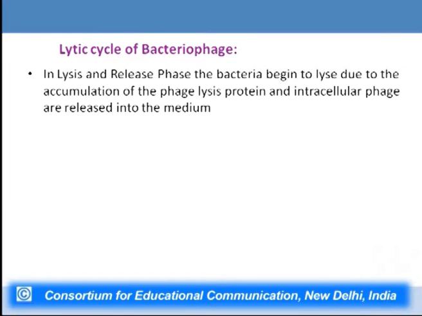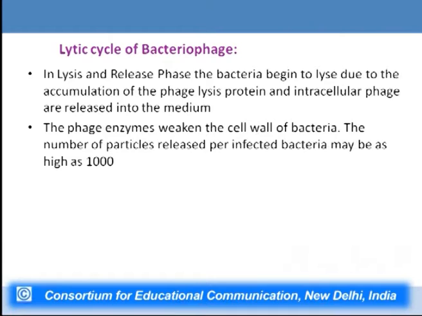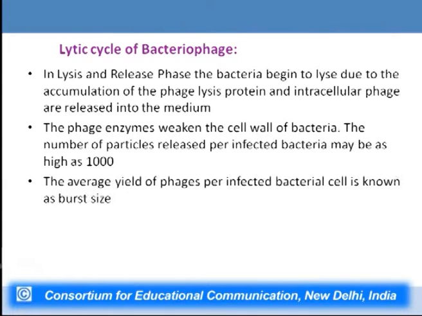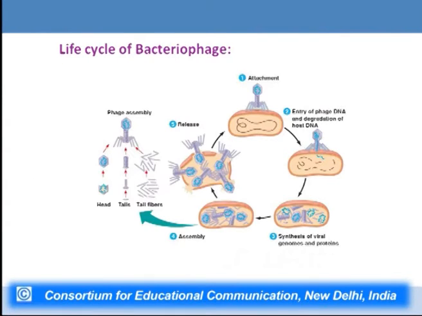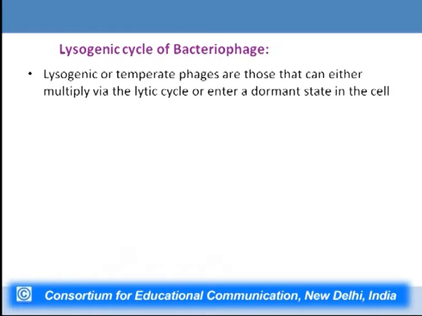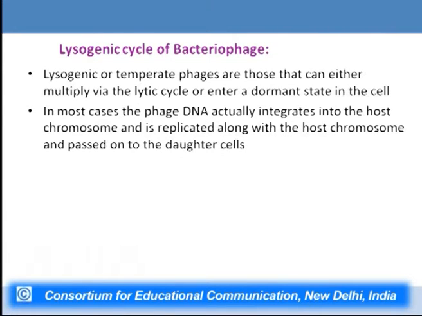In lysis and release phase, the bacteria is lysed and the new bacteriophages are released into the medium. The number of particles released per infected bacteria may be as high as 1000 and the average yield of phages per infected bacterial cell is known as the burst size. This figure displays the lytic life cycle of bacteriophage, whereas in the lysogenic cycle, temperate phages are involved which can either multiply via the lytic cycle or enter a dormant state in the cell. In most cases, the phage DNA actually integrates into the host chromosome and is replicated along with the host chromosome and passed on to daughter cells.